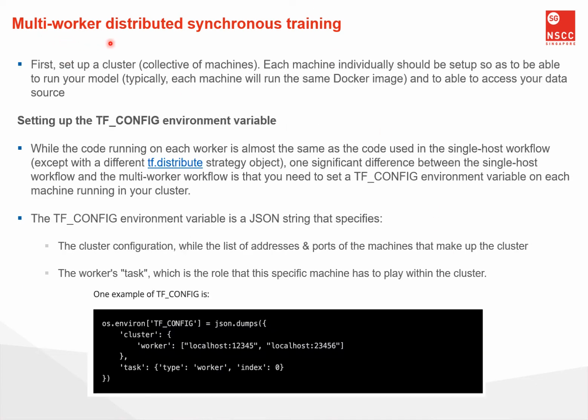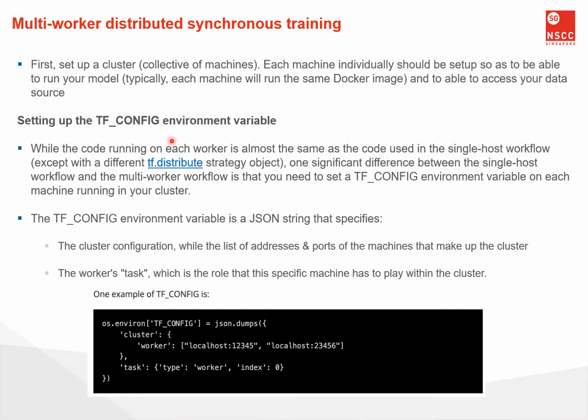So in the multi-worker case, we need to communicate over the network. First, you need to set up the cluster of machines. Each machine individually should be set up so as to be able to run your model, and each machine will typically run the same Docker image and be able to access your data source. We need to set up the TF_CONFIG environment variable.